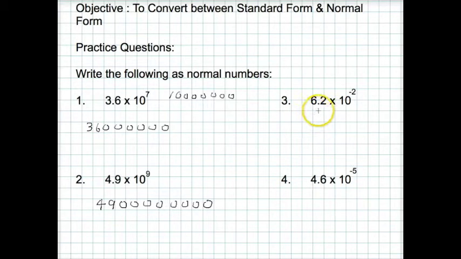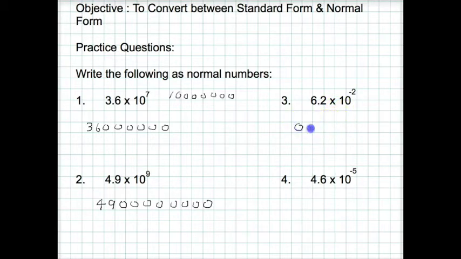Question 3. Now this time we're timesing it by 10 to the negative power. What that's going to do is make this number smaller. We're basically dividing it by 10 to the 2. So this time our digits are going to be moved to the right, 2 places. Obviously if I move the 6 one place to the right, I get 0.62. To move it 2 places to the right, I need to introduce a 0 in front of it.